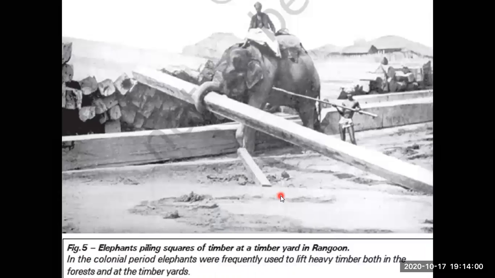One more image is there, my dear students. Elephants piling squares of timber at a yard in Rangoon. They were using the elephants to pick up heavy logs of wood and put them in the trucks. You can see over here, in the colonial period, elephants were frequently used to lift heavy timber both in the forest and at the timber yard also. In the forest they were picking up the timber and putting it in the trucks, and while unloading also in the timber yard, or the factory where they were converting timber into logs for making the sleepers, the elephants were used there also. So that was also one of the images you can see.